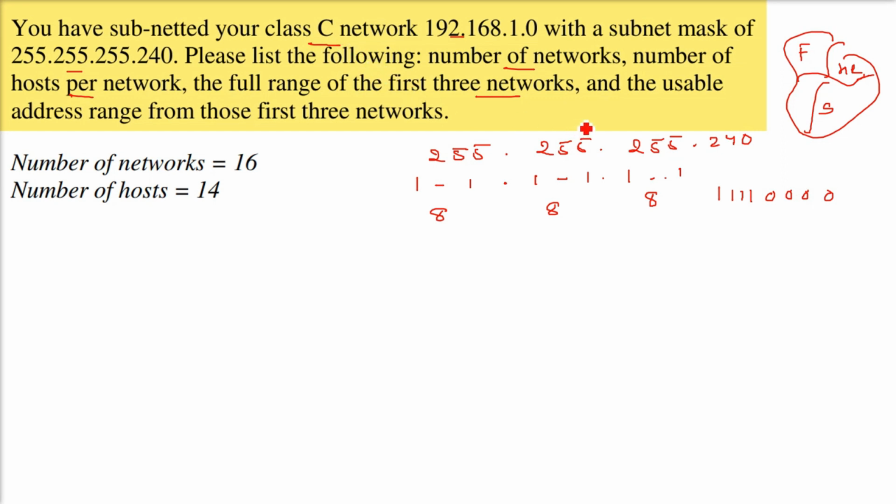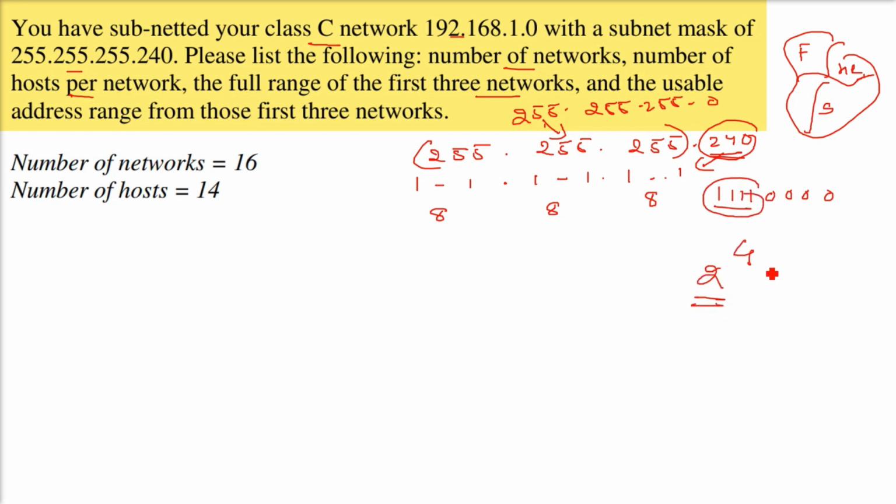Class C means the first, second, third octets will be for network. This is fixed. First, second, third, this masking will be for the network. So 255.255.255.0 is actually the default subnet mask for class C. Now how many have you borrowed from the host? The last one is for host. 4 bits you have borrowed.